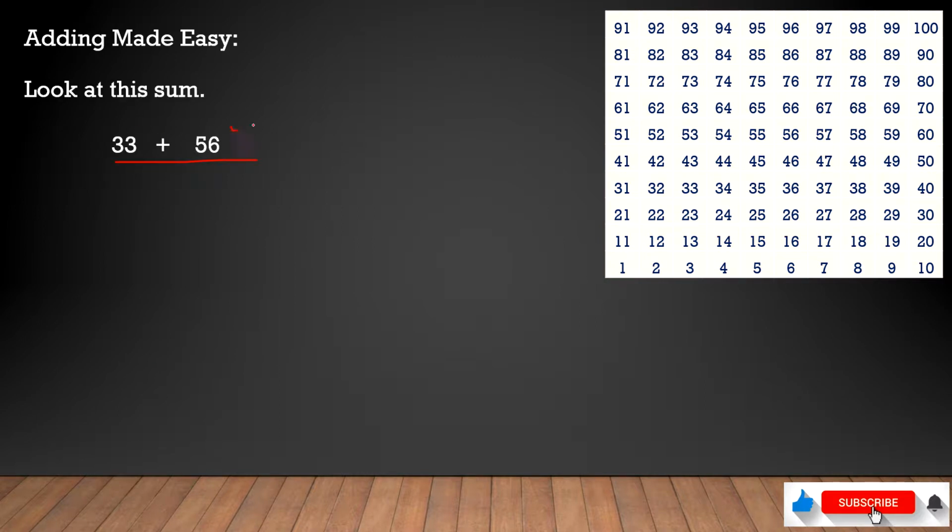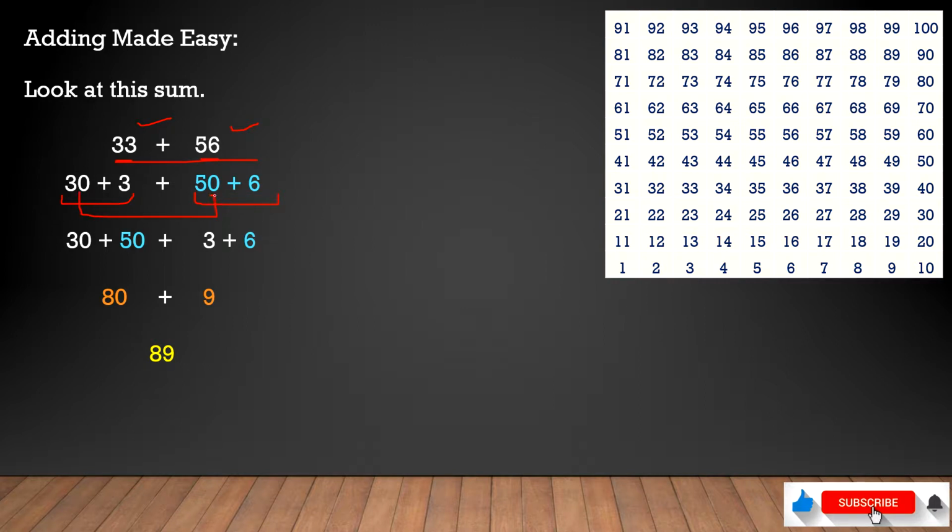Here 33 and 56. So if you add, now again we will split 33 and 56 like the previous example. So 33 can be written as 30 plus 3, 56 can be written as 50 plus 6. Then what we'll do, we'll add 30 and 50 first. Okay, next step we'll add these two numbers first.